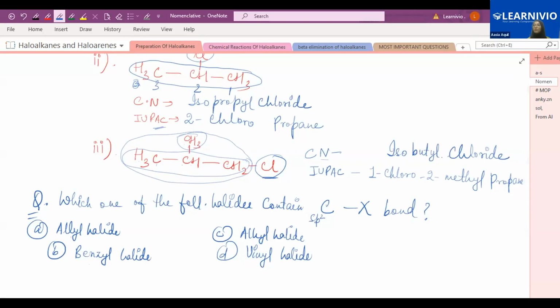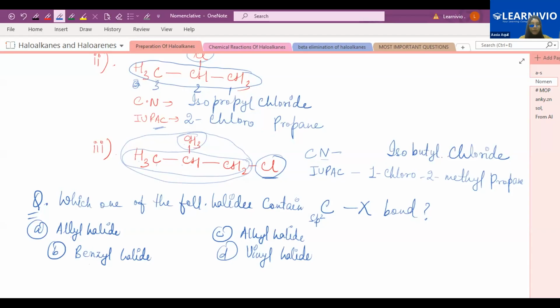The most important thing is to write down the IUPAC nomenclature, because in your board exams IUPAC nomenclature comes. They ask what is the IUPAC nomenclature of this, write down the name of this according to IUPAC. So that's very important. Is it okay?